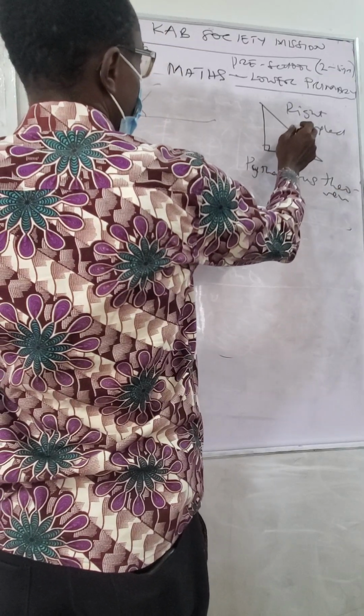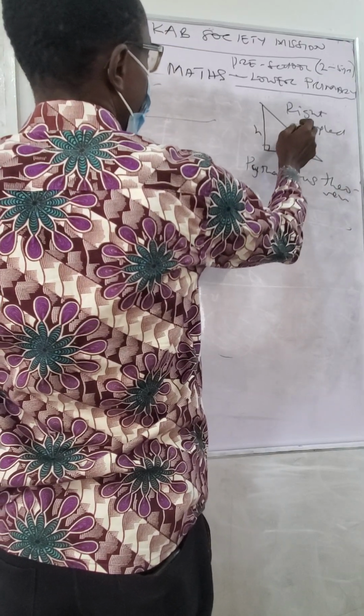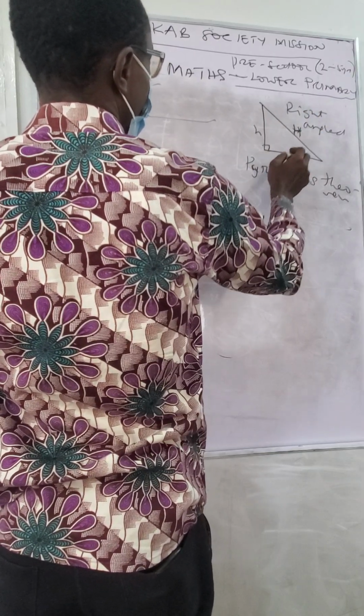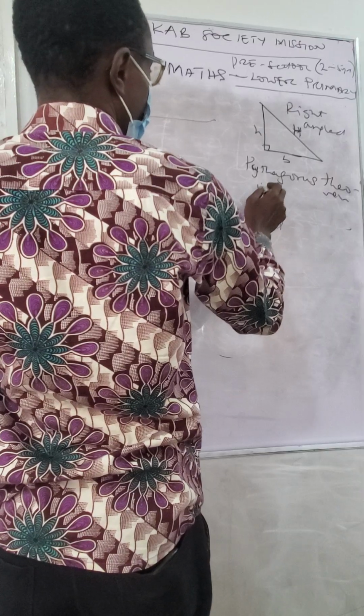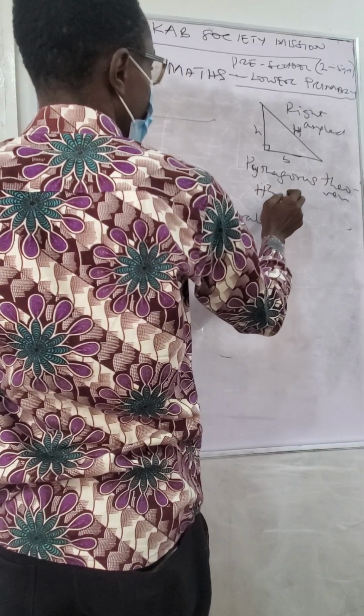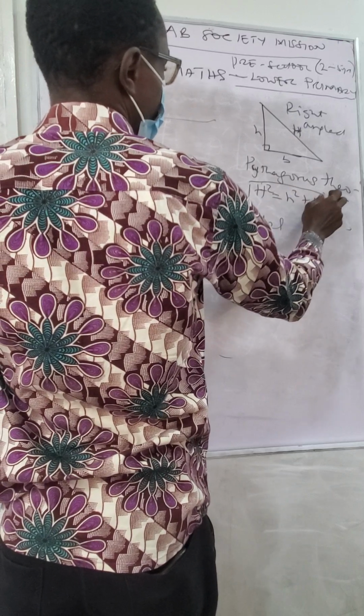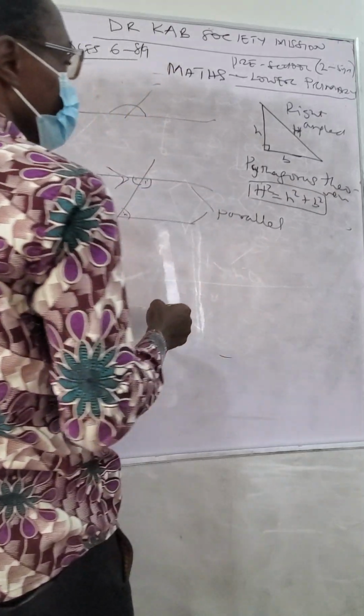Let's say this one is the height, this is the hypotenuse, and this is the base. Then hypotenuse squared is equal to height squared plus base squared. That is Pythagoras theorem. Okay, that's one.